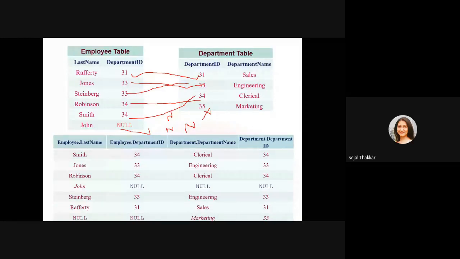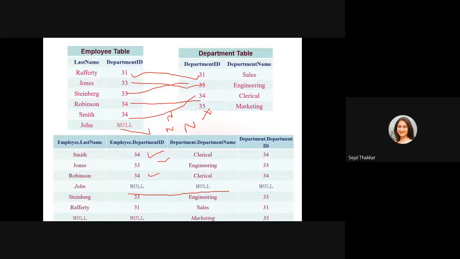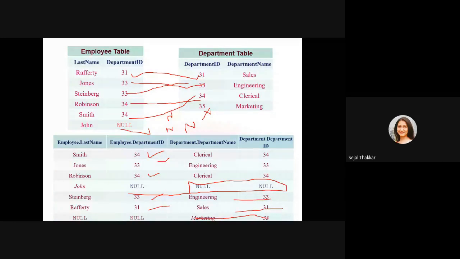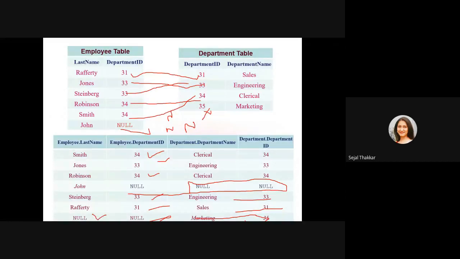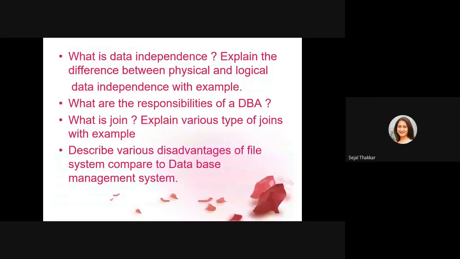See here, 34 has come, 33 will come, 34 has a matching value. John and null doesn't have a matching value, so you have to write down null. It will come as the output. 33 and 31 have matching values, they will come as the output. And marketing and 35 doesn't have any matching value on the left side, so you have to write down null here. So in full outer join, all the values of the left side as well as the right side table will come. If a matching value is there, you have to write down the matching value. If it is not there, in that case you have to write down null, but everything will come as output.